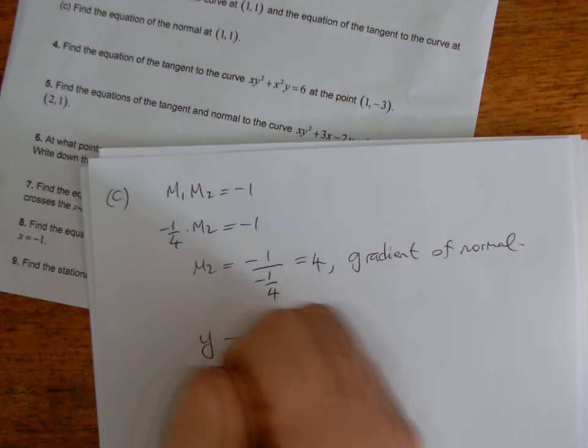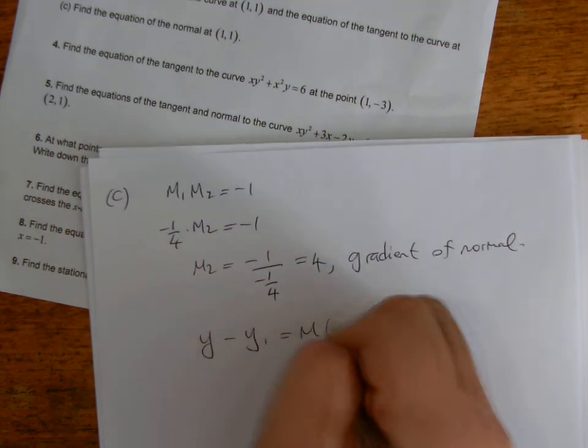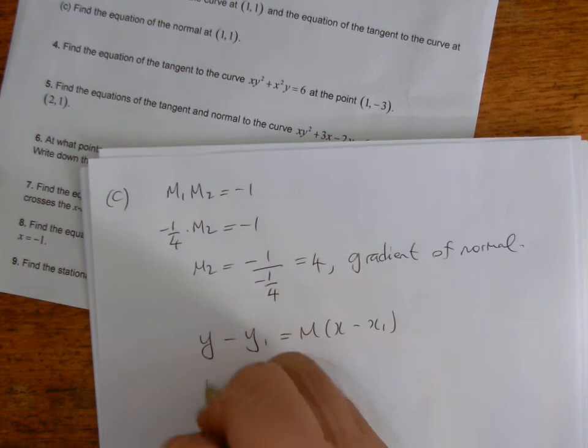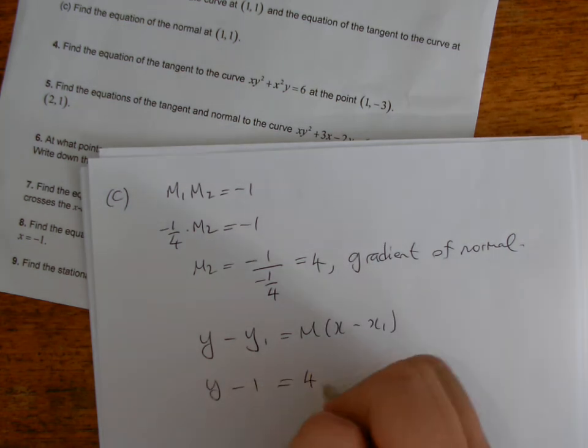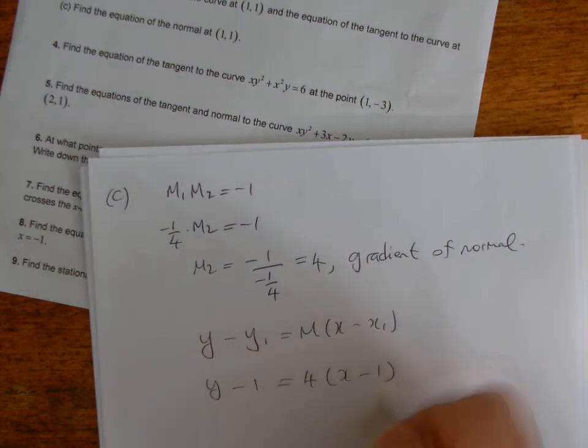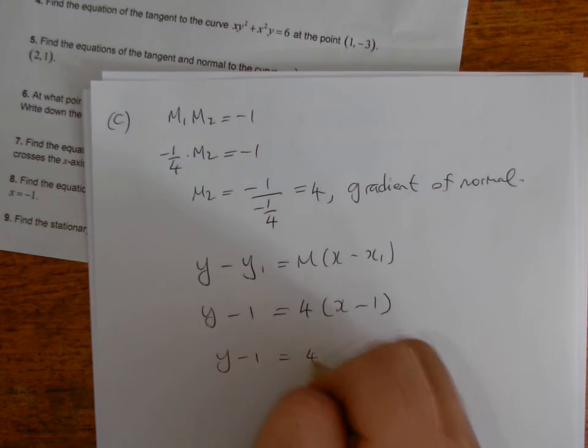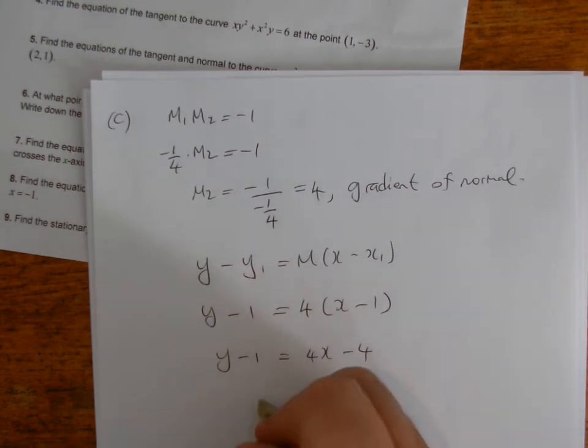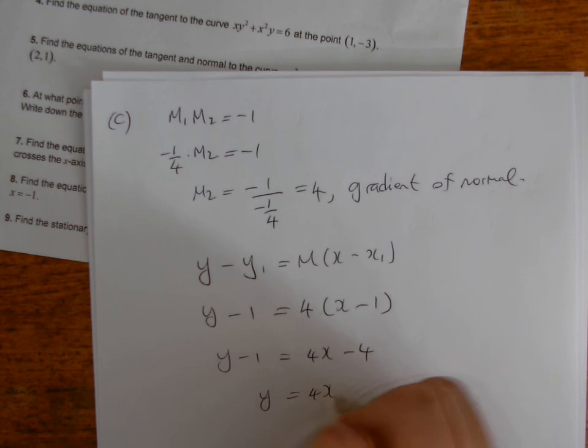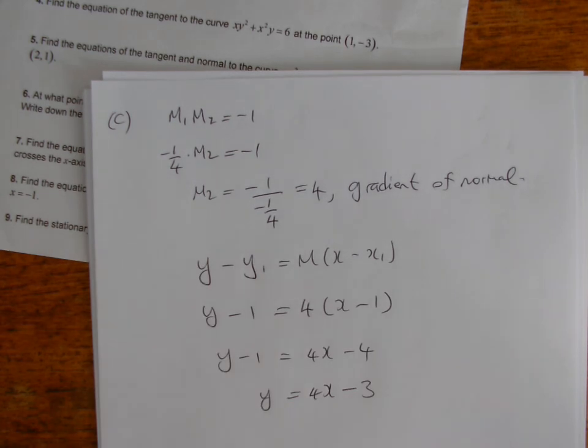So the equation then of the normal, put in the point, put in the gradient, so we get, it's up to you, you want to leave this, y equals 4x minus 3.